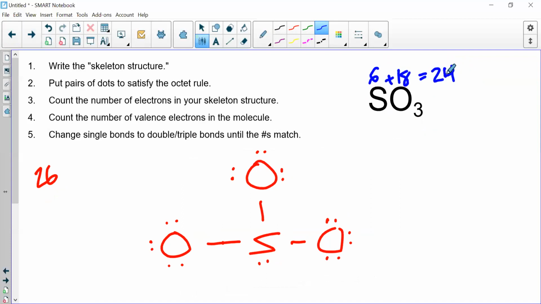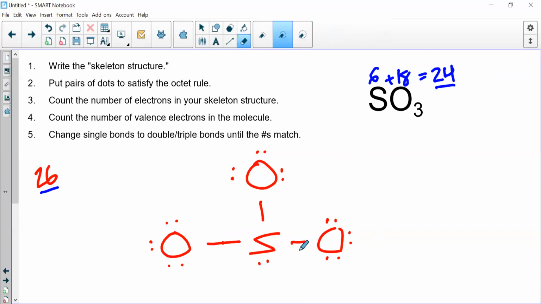Is this correct? No, because this number does not match this number. So how do we make it correct? Well, we need to turn a single bond into a double bond or even a triple bond until it works. All right, so how do we do that? We pick any 2 neighboring or adjacent atoms that both have lone pairs. So it's going to have to be this sulfur because none of the oxygens are bonded. Like this is not a legitimate bond. You can't make a double bond between that because they're not actually touching.